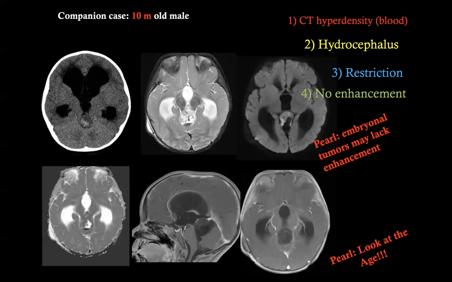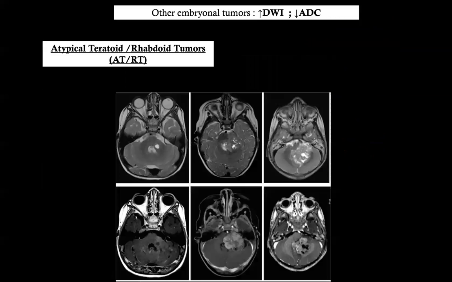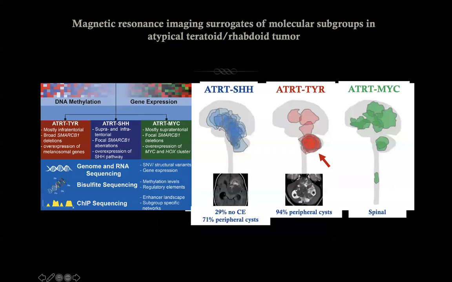But the pearl is look at the age, because a germinoma will never happen, to the best of my knowledge, in such a young child. So this was an ATRT. Just to tell you, the ATRT can be everywhere in the brain. They are heterogeneous unless you pick them up quite early, and they show diffusion restriction.